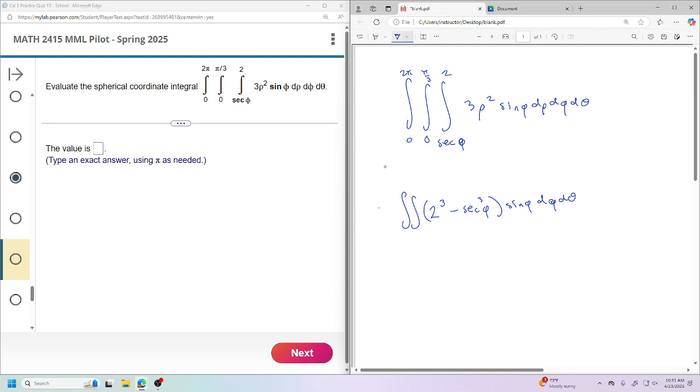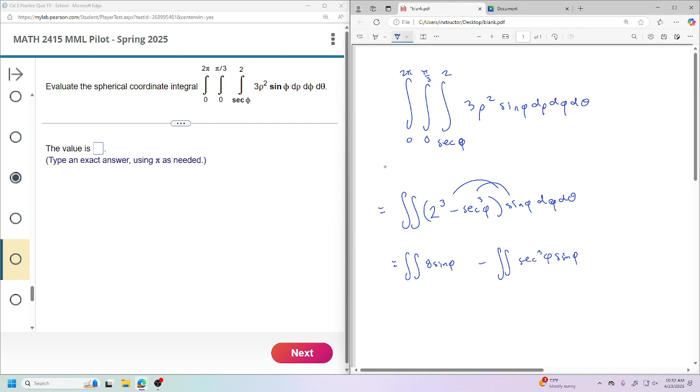I skipped a step, I know, but so we have an 8. Of course I'm going to distribute. So basically I got 2 separate integrals now. I got 8 sine of phi, and then minus secant cubed sine. This one's easy. I really want to make sure I'm doing this one right.